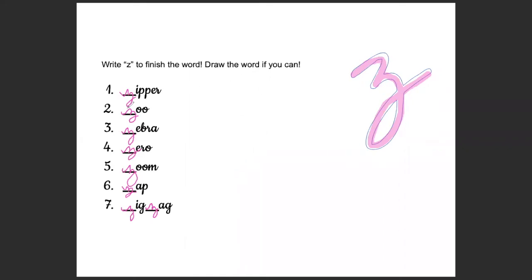The first word says zip, zipper, zipper. Did we color a picture of a zipper? See if you can draw your own right here.